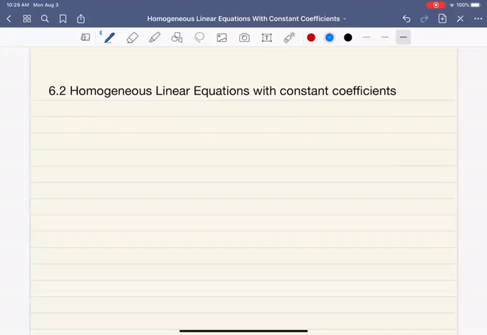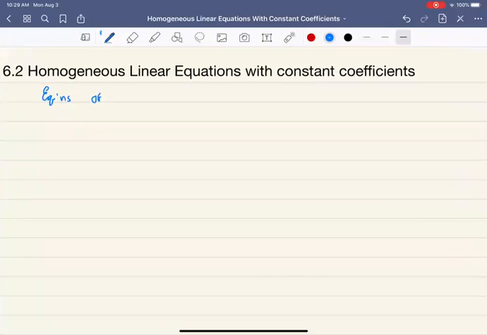All right, welcome to our next lesson. We're going to talk about 6.2, homogeneous linear equations with constant coefficients. These are equations of this form. Let me zoom in there.